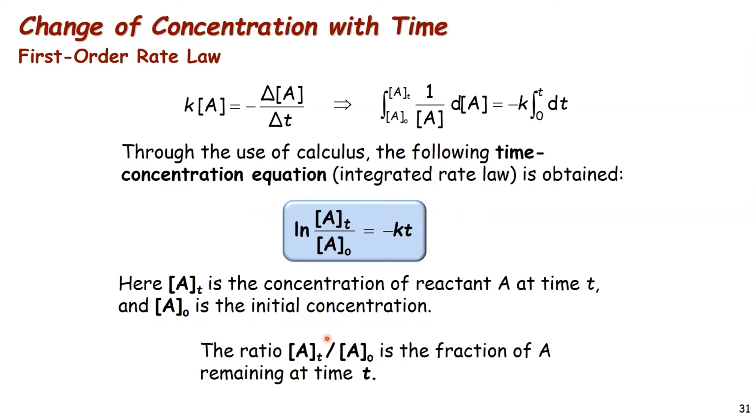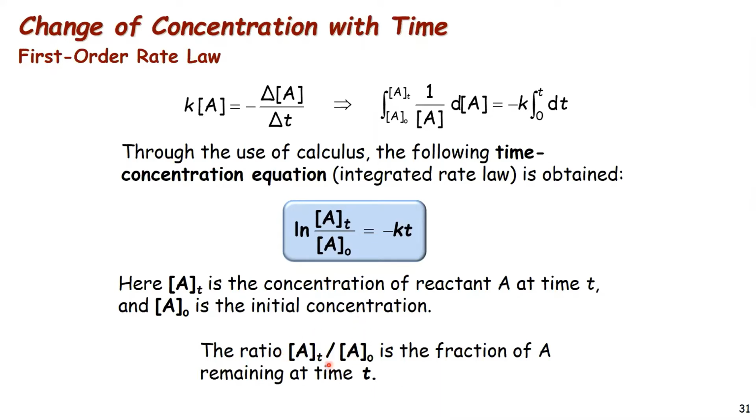Now, this ratio of the concentration at time t divided by the initial concentration, that's just the fraction of A that remains after a given amount of time t. So if this ends up being 0.25, that means 25% of the reactant remains after a given time of t. Does everybody understand that? Because that might be what I say. I say, well, how long does it take until there's only 25% of the reactant left? Well, that means that this ratio is 0.25.